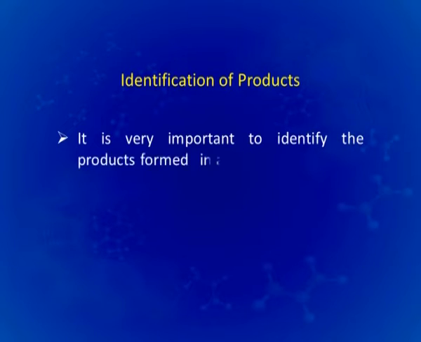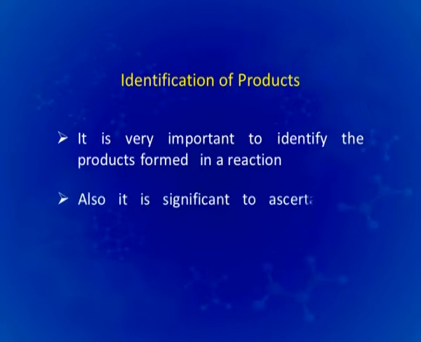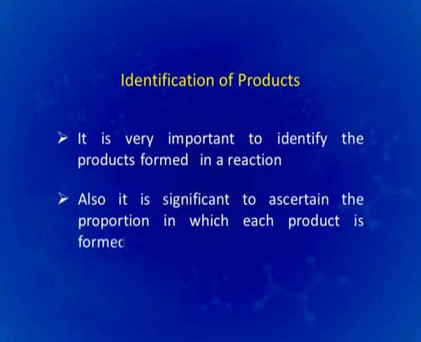Now, products are the first outcome of any reaction for that matter, be it organic or inorganic, and it is very important to identify the products formed in a reaction. That is the first basic part of identifying a reaction mechanism too. It is also significant to ascertain the proportion in which each product is formed.